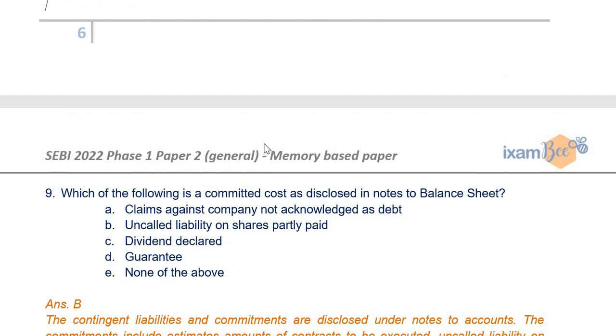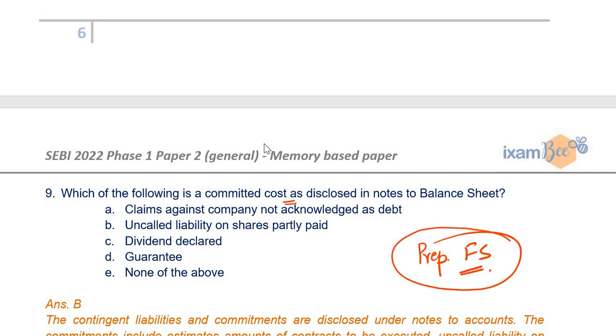Moving to the next question related to the committed cost. Which of the following is a committed cost? Now again, this question has come from the preparation of financial statements. So a lot of questions actually came from this aspect. As I was saying, preparation of financial statements and analysis of financial statements, especially preparation of financial statements, has got a lot of importance in the accounting segment.